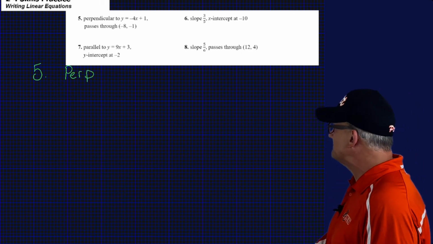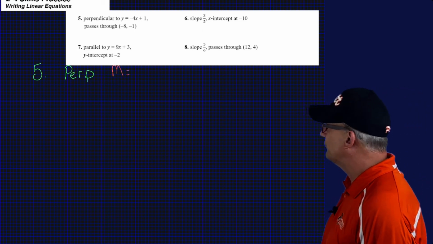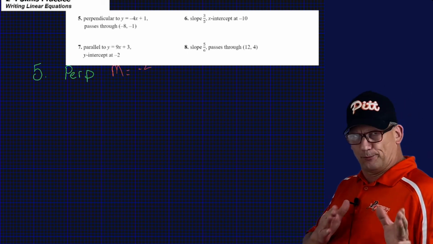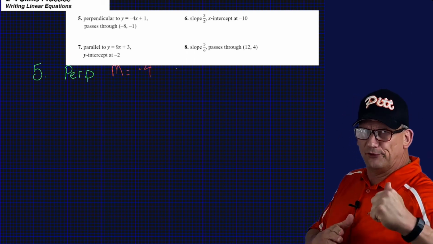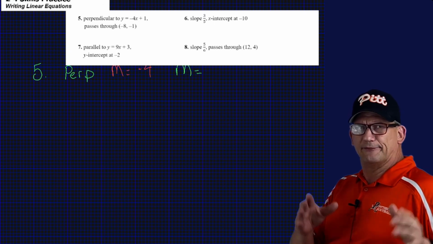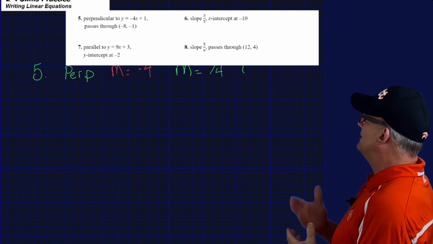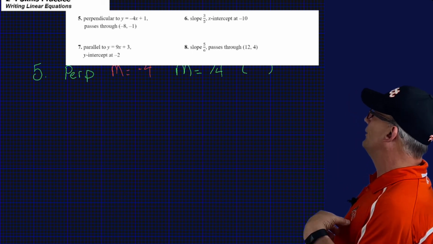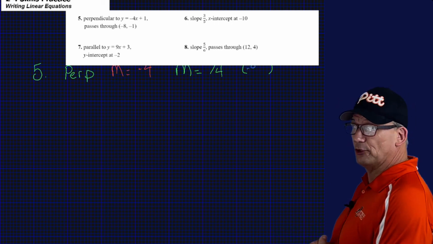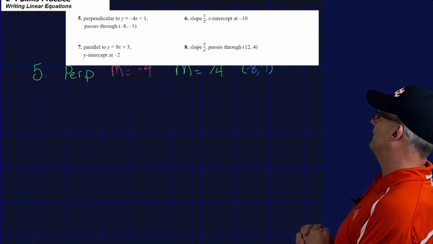Number 5. Now, another equation. They want it perpendicular to y equals negative 4x plus 1. Well, we know, because we can interpret that, they want us to use a slope that is the opposite reciprocal, right? Because that's the property of slopes for perpendicular lines. So, if it's negative 4, we're going to use what? Positive 1 over 4. That's our slope for a perpendicular line. Then they give us the point negative 8, negative 1.